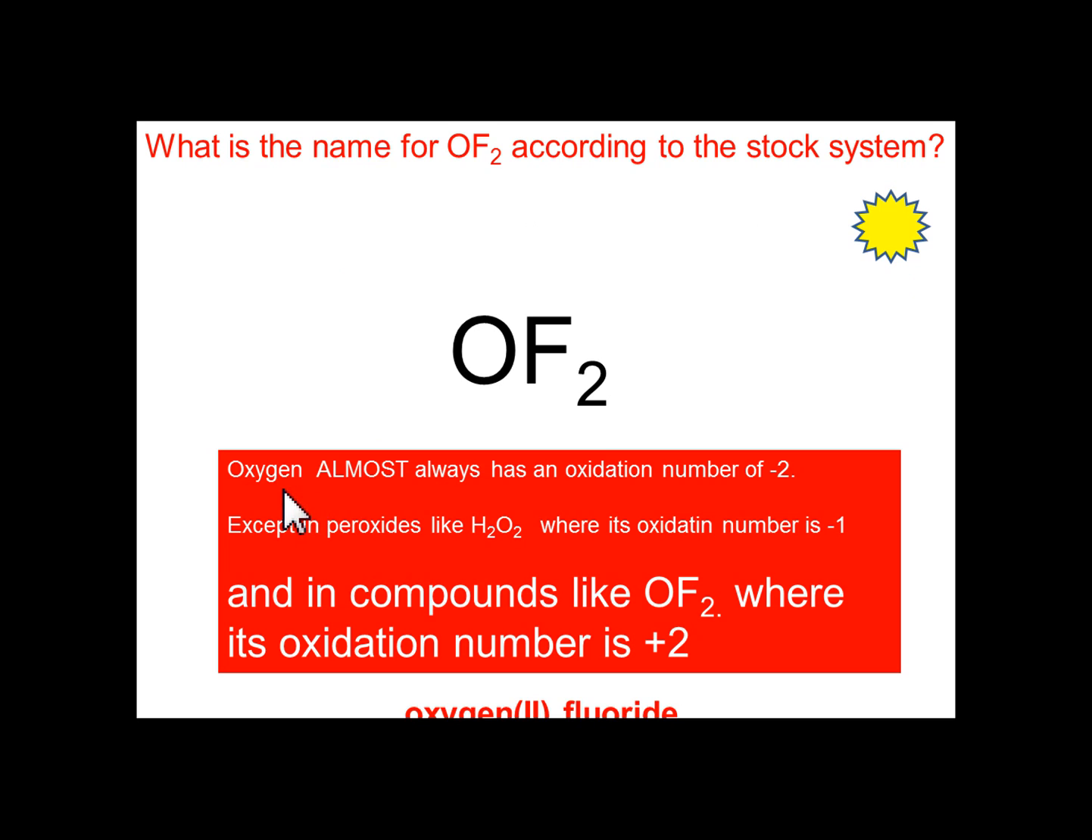Alright, that's this rule you need to remember. Let's review it again. Oxygen almost always has an oxidation number of minus 2, except in peroxides like H2O2, where its oxidation number is minus 1, and in compounds like OF2, where the oxidation number is plus 2.